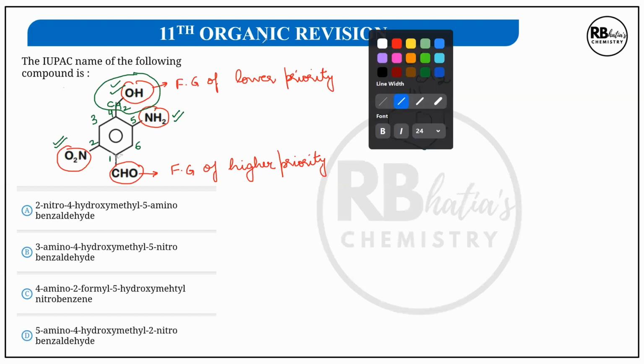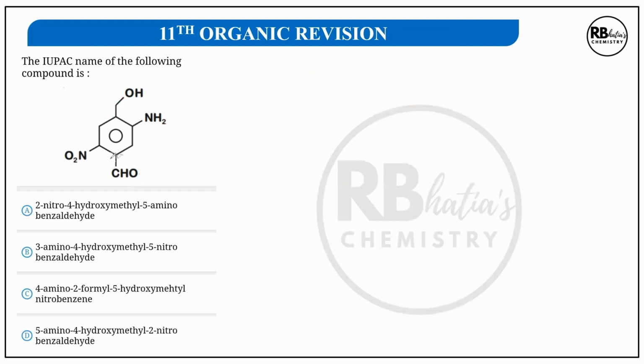Now, once we know the groups, this is 1, 2, 3, 4, 5, 6. This is amino, then hydroxymethyl, and then nitro. So in alphabetical order, the right answer is going to be fifth one, 5-amino. A comes alphabetically first. So we are writing this substituent first. Then comes H and then comes N. So 5-amino, 4-hydroxymethyl, 2-nitro. And the compound is benzaldehyde.